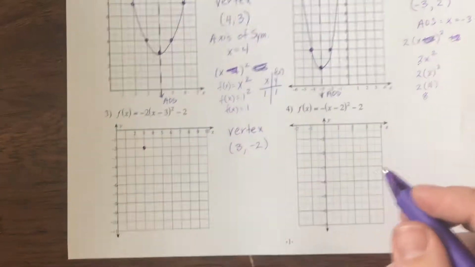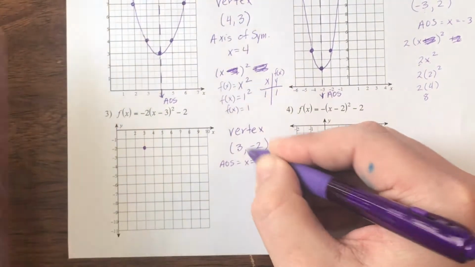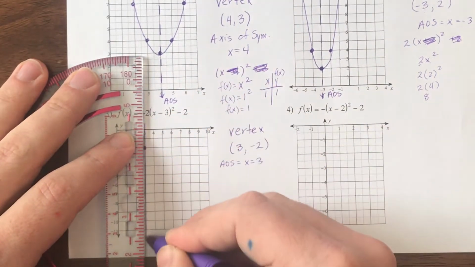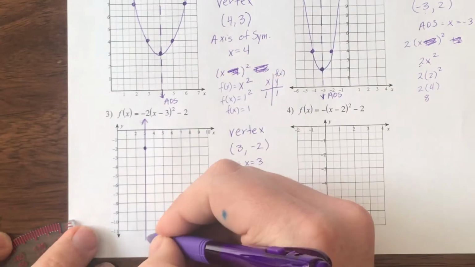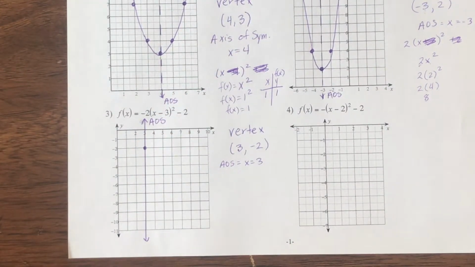And now, again, draw that axis of symmetry. Our axis of symmetry is x equals 3. And hey, it doesn't have to be a dashed line. I'm okay if it's a solid line. Just label what it is: axis of symmetry. Give you a second to get that.